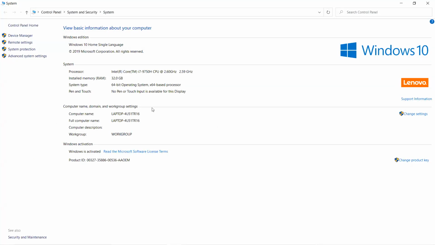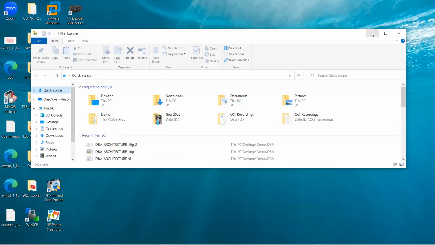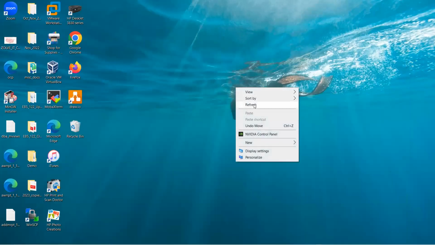So mine has 32 GB RAM. It's an i7 model, and it has a 3 TB hard disk. So it's a Lenovo basic. Mine is for practice purposes, so that's the reason I have a high configuration.